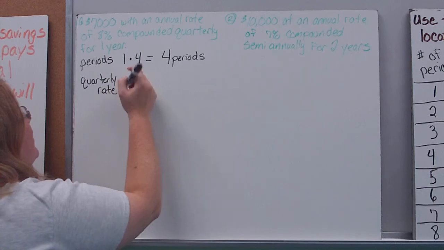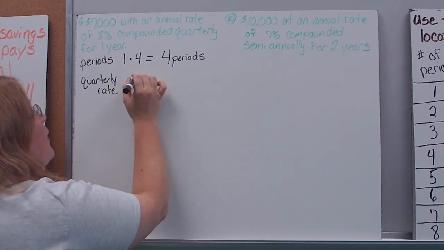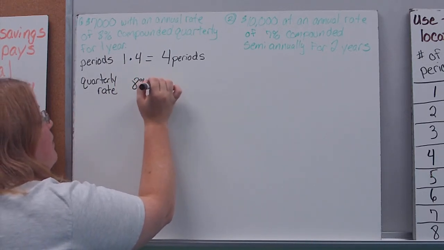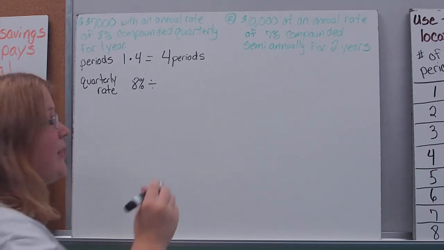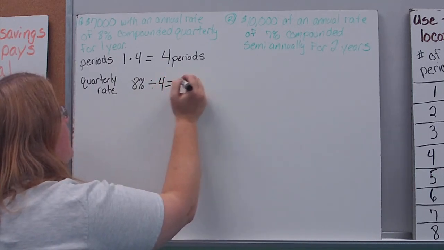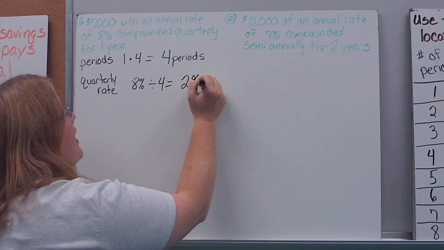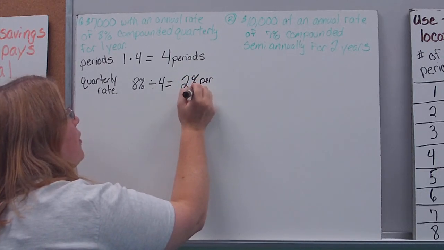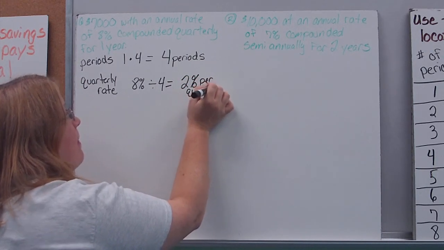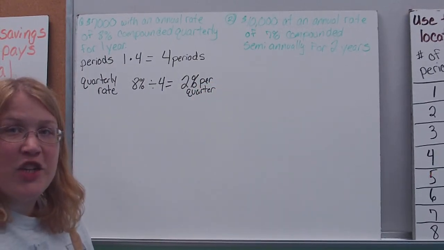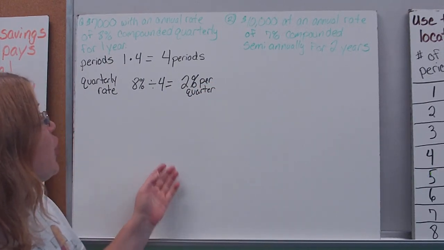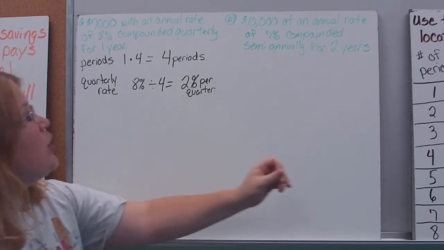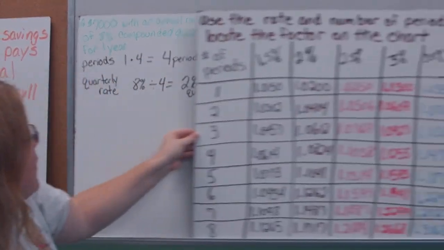In order to do that, I'm going to take my annual rate, because they told me my annual rate was 8%. Quarterly means there's 4 quarters in 1 year, so that means it's 2% per quarter. I now have the information I need. I have to go back to my chart. 4 periods, 2% per quarter.